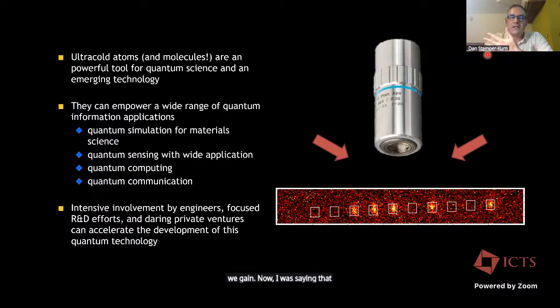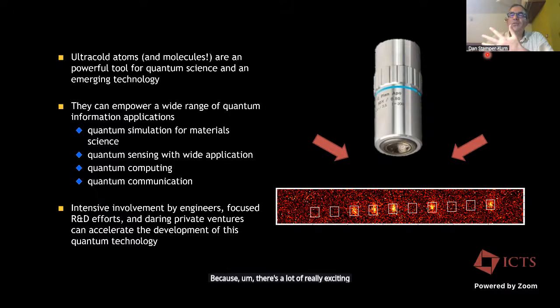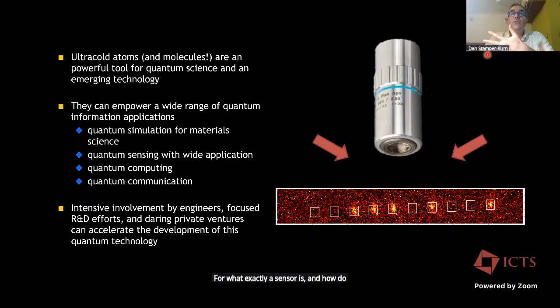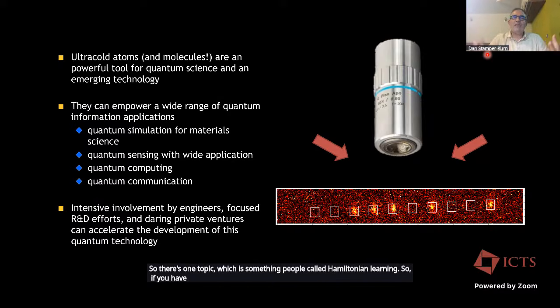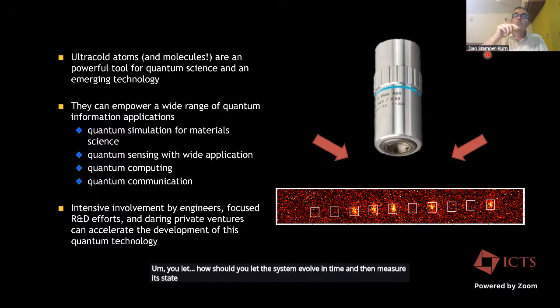Now, I was saying that the question of how a quantum sensor operates is actually a complicated question, because there are a lot of really exciting new theoretical ideas coming out for what exactly a sensor is and how you learn from the physics of a quantum system. So there's one topic which is something people call Hamiltonian learning. If you have a system that behaves according to a Hamiltonian, which defines the energies in a system, how should you let the system evolve in time and then measure its state so that you can learn what those terms are in the Hamiltonian? That's something called Hamiltonian learning.